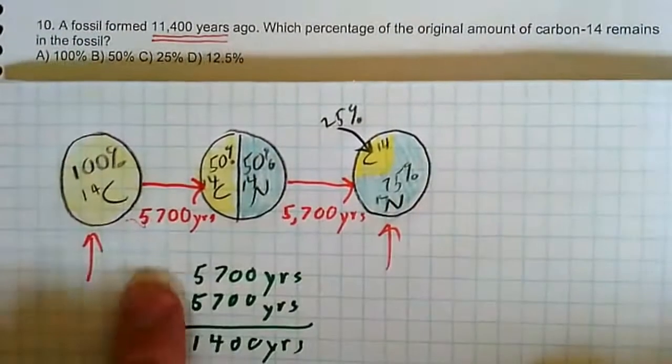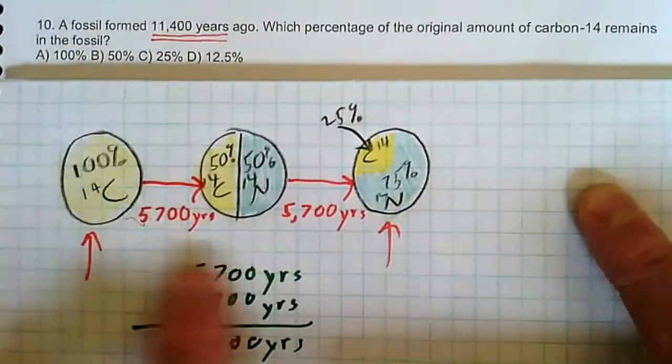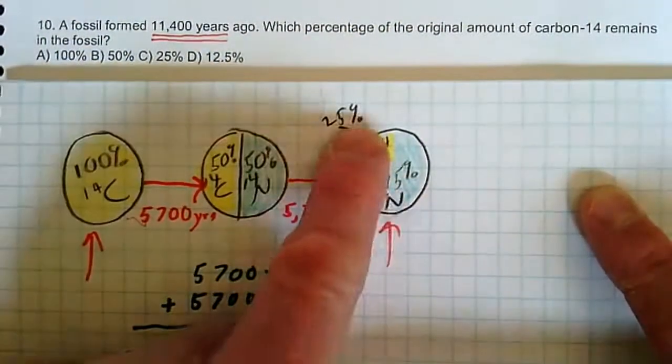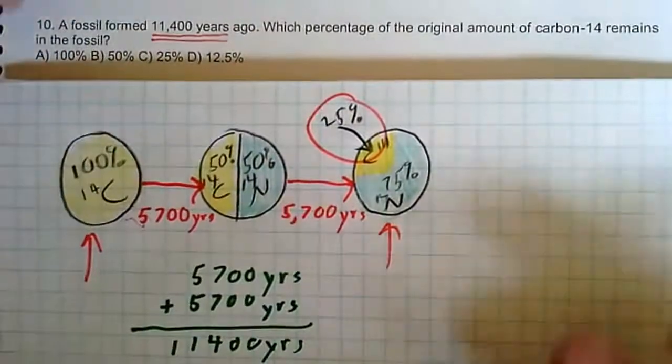So now that we've drawn this, it's always going to answer the question. A fossil formed 11,400 years ago. All right, I got 11,400 years. Which percentage of the original amount of carbon-14 remains? How much remains? 25% is what remains. So 10, C.